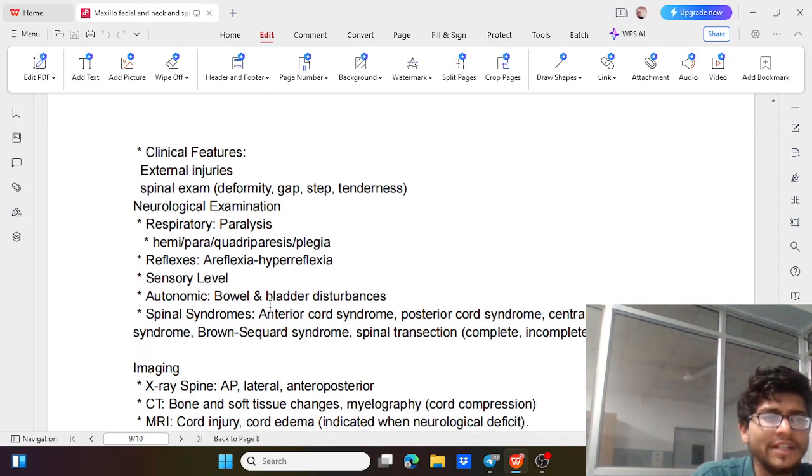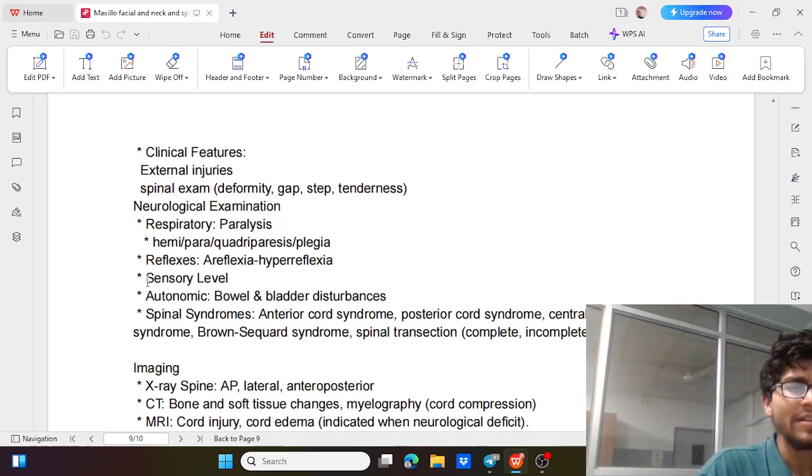In case of neurological examination, we'll check for respiratory paralysis. If that is there, the patient will need ventilatory support. Whether there is any weakness or complete weakness, that is paralysis: hemiplegia, paraplegia or quadriplegia. Reflexes, which could be areflexia initially and later hyperreflexia, and even sometimes lack of reflexes, that is areflexia again.